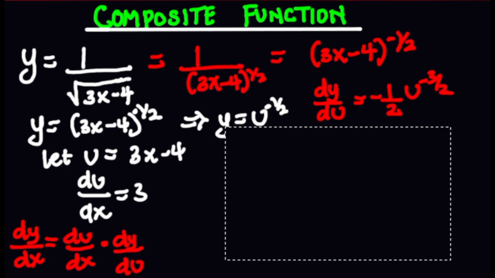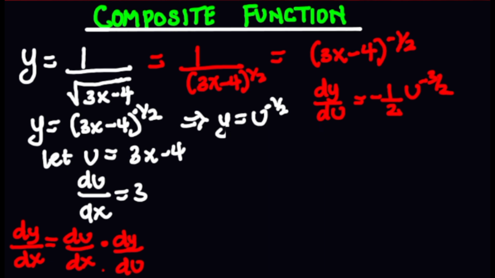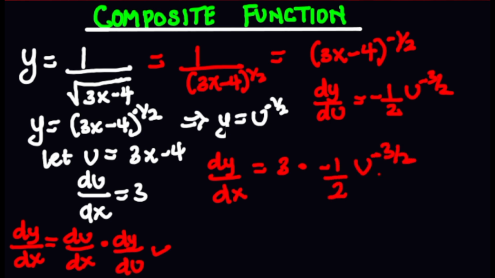So let's see what we have here. Now, if I follow this composite function formula, I'm going to have dy by dx equal to du by dx, that's 3, then multiplied by dy by du. Dy by du is actually minus 1 over 2 u raised to the power minus 3 over 2.